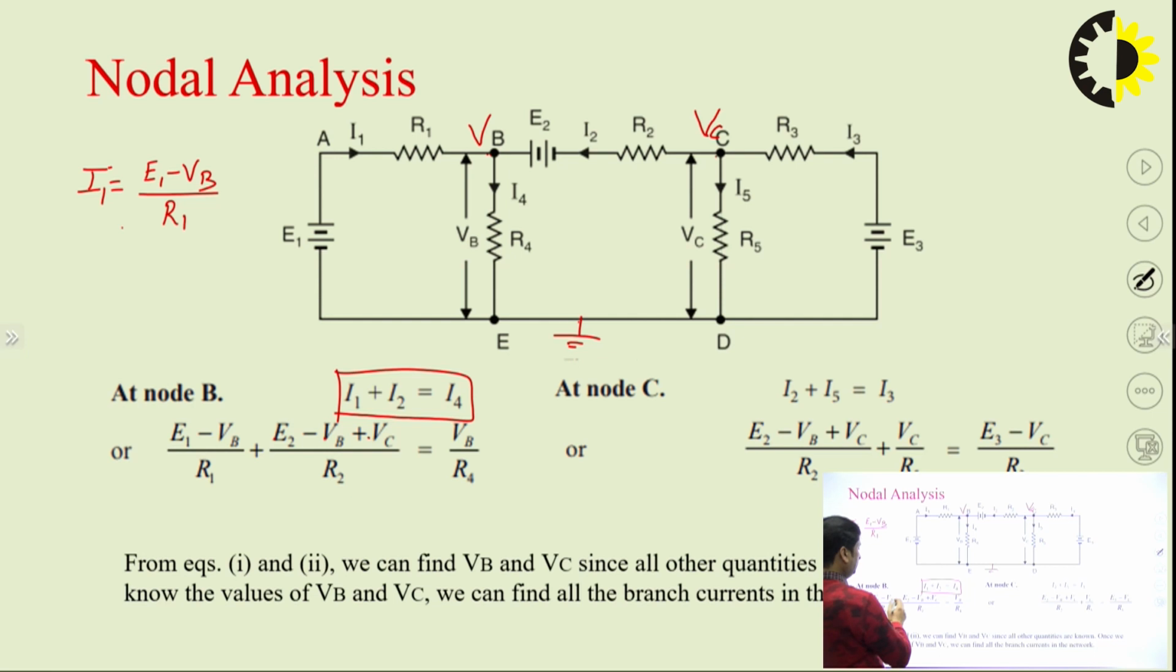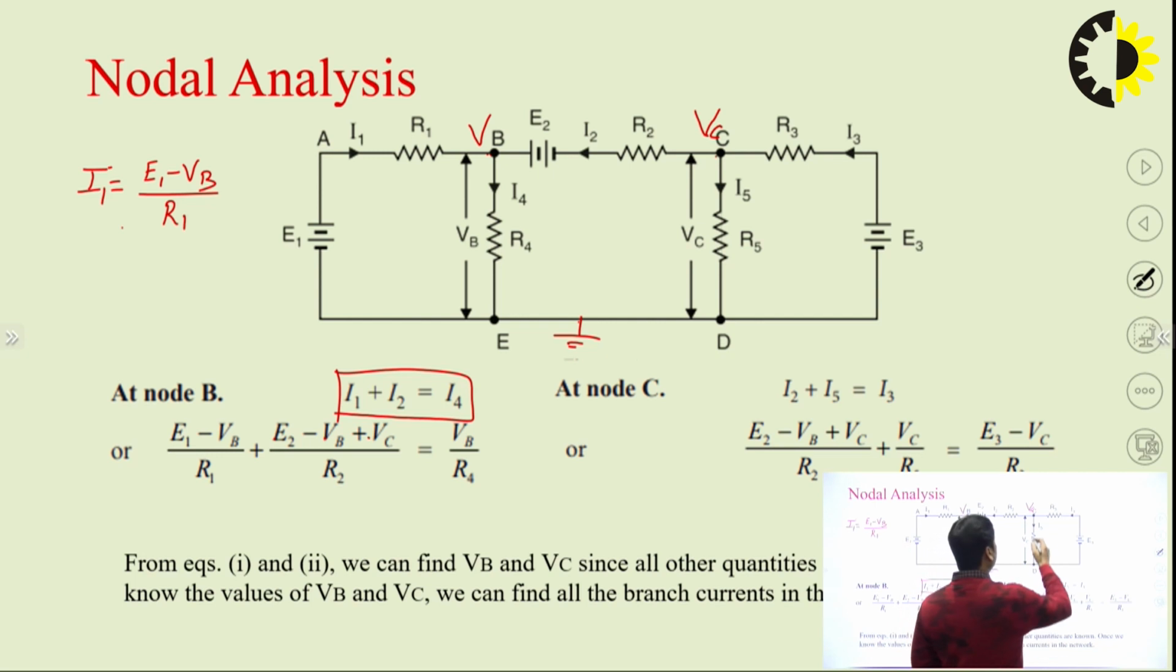So this is I1, this is I2, which is equal to I4. So I4 is equal to VB upon R4. So we put that over there, and we will get equations in the form of VB and VC. Similarly at node C, we have to analyze a node actually.